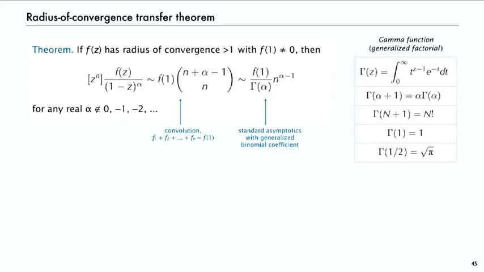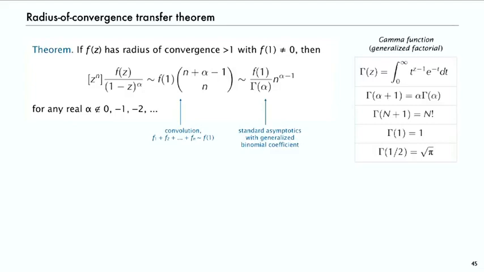And then the one that comes up really a lot for us is gamma of 1/2. If you want to compute gamma of 1/2, take z equals 1/2 in there, and you get something like the normal integral, and then you compute it to be the square root of pi.